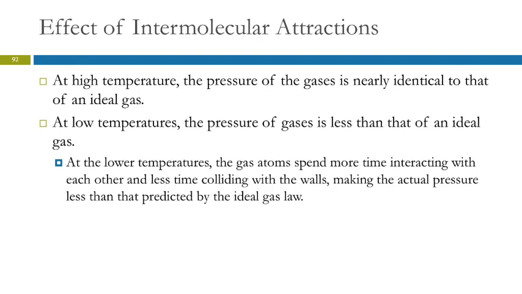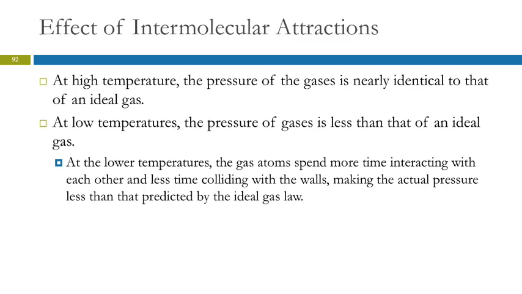The other thing that affects ideal gas behavior is intermolecular attractions. At high temperatures, gas particles are moving very quickly, and we see that the pressure of a gas is nearly identical to that of an ideal gas. When we get to low temperatures, what happens to the velocity of the particles? They go slower, right? Things slow down when it gets cold. And now when those particles are bumping into each other, they do so more slowly.